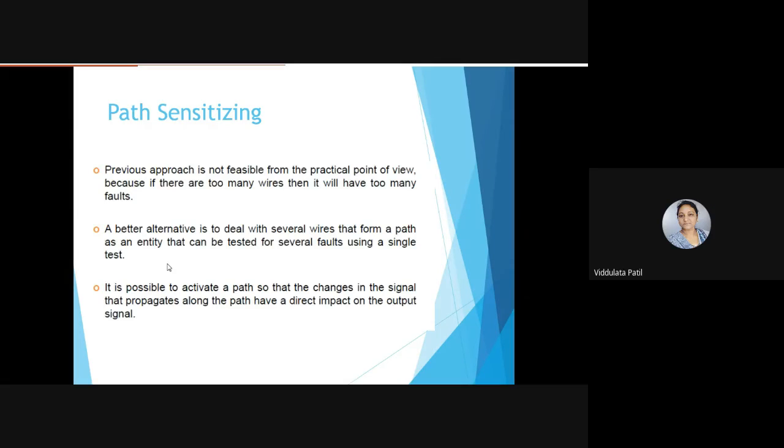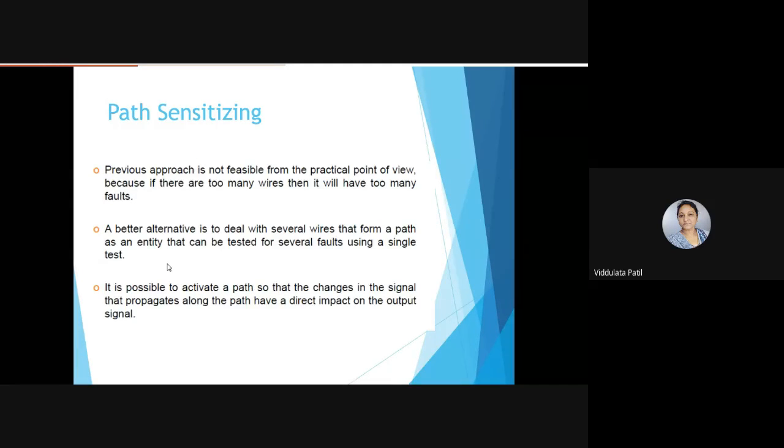So an alternative method is required, and the better alternative is to deal with several wires that form a path as an entity that can be tested for several faults using a single test. Okay, so that means we can go with a single path from the input terminal to the output terminal, and from that we can find several faults in that circuitry.